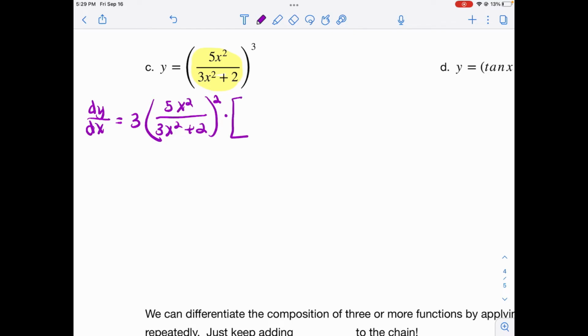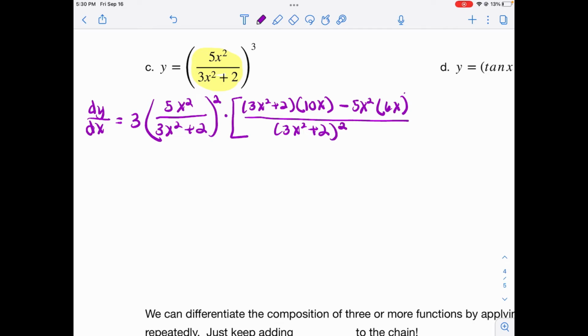Now, in order to find the derivative of the inside, this is a quotient, so I got to use my quotient rule. So I got to take my low d high minus high d low all over low squared. Okay, now this is the first one. I'm going to have to do some significantly simplifying down to work with it.